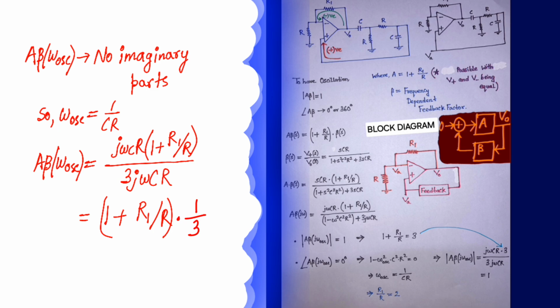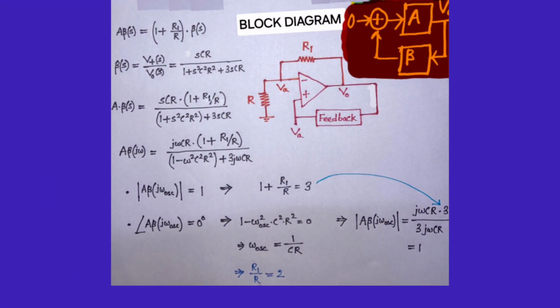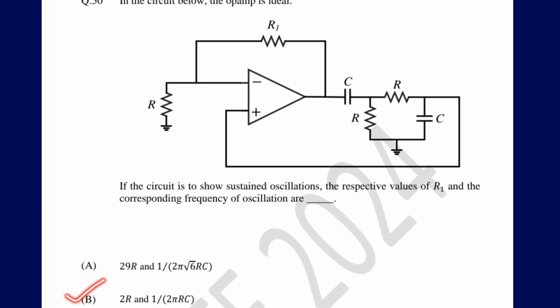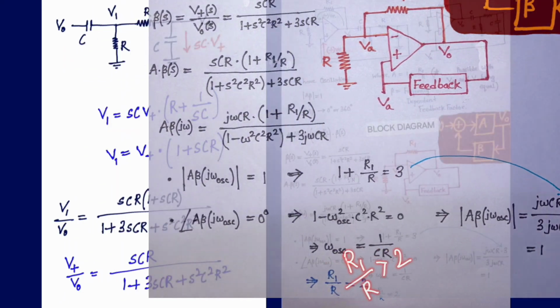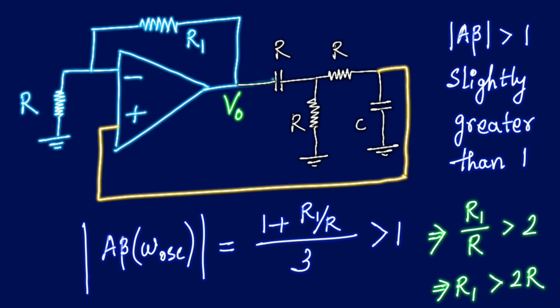And what you need is the loop gain magnitude to be 1. That is only possible if your 1 plus R1 by R is equal to 3. So R1 by R is equal to 2, so R1 is equal to 2R. So you have got the answer. Generally what we used to do is put R1 just slightly greater than 2R, so that we always keep the magnitude of A beta slightly greater than 1.